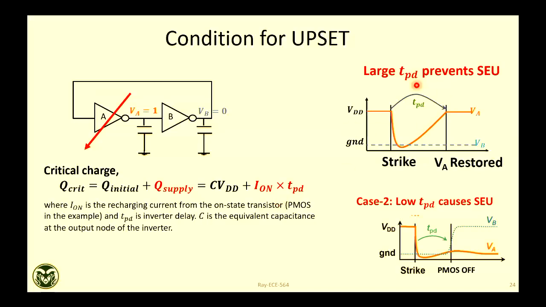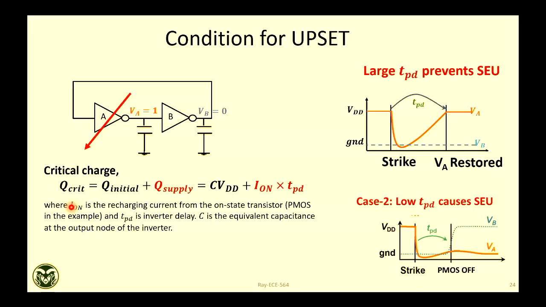So a large propagation delay will prevent single event upset, because a large propagation delay will also increase your critical charge. So critical charge is not as simple as just capacitance and voltage. It depends on the time and everything. Questions, comments, anything so far? I'm talking about a lot of equations, a lot of stuff, but these are simple equations, right?